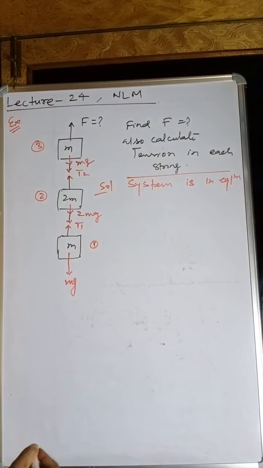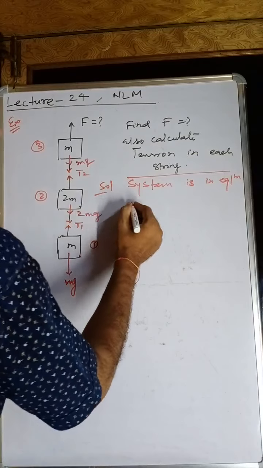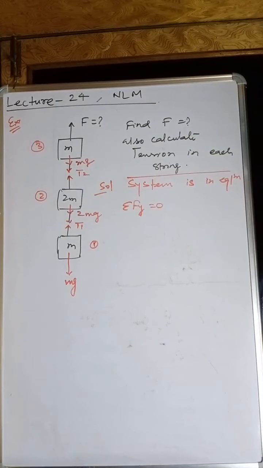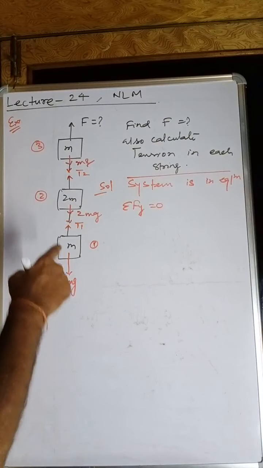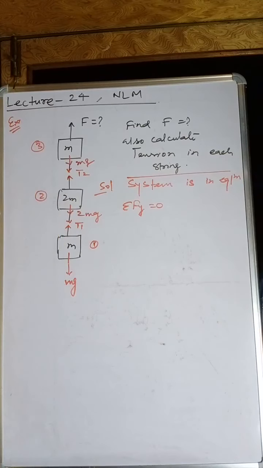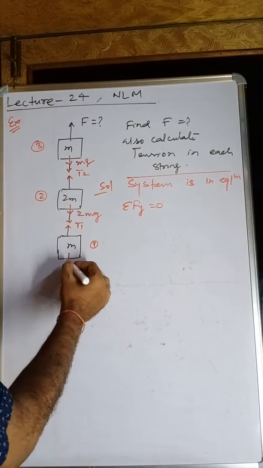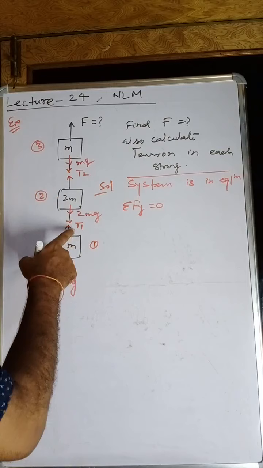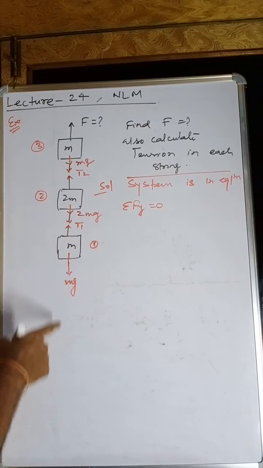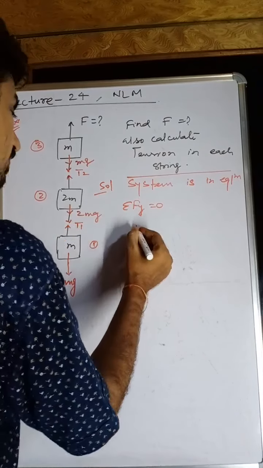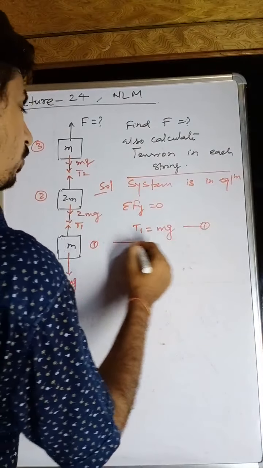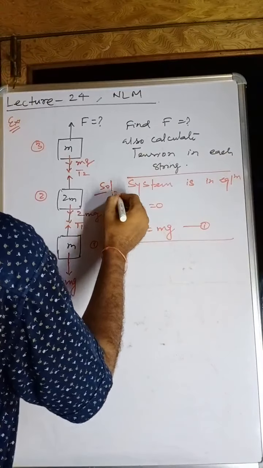One by one we will solve the equations. For this one, the equation is sigma Fy equals 0, using Newton's first law. If this body is at rest, it should remain at rest. So sigma Fy equals 0. How many forces are acting, my dear students? In the upward direction the force is T1 and in the downward direction it is mg. It means that T1 will be balanced by mg. This is equation 1 for free body diagram 1.